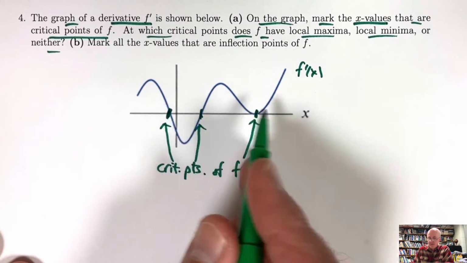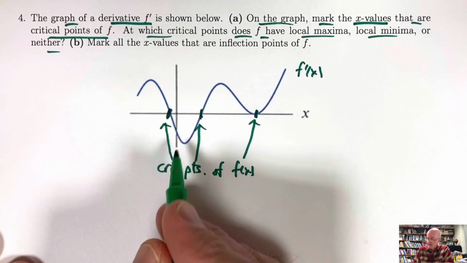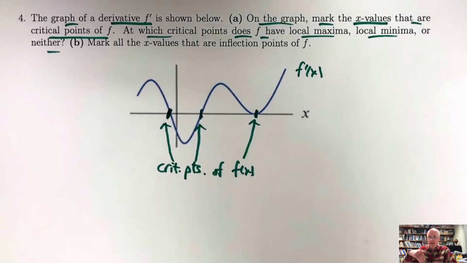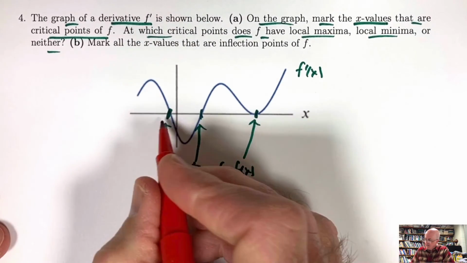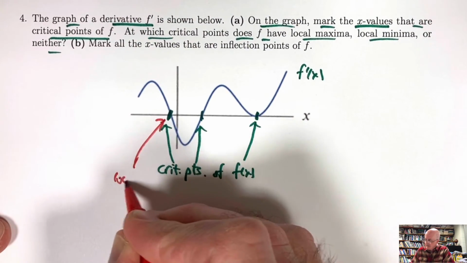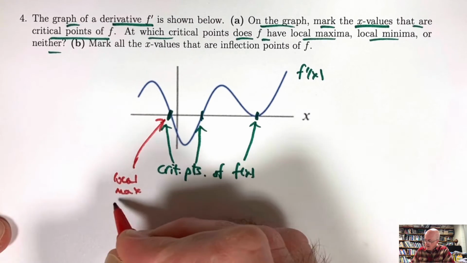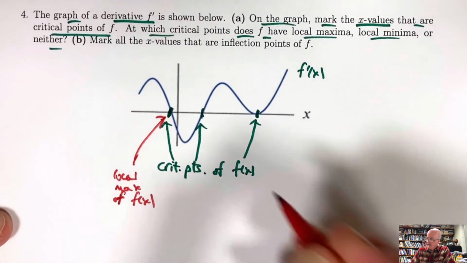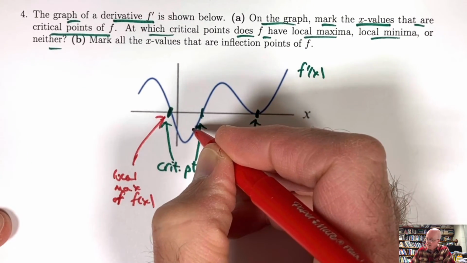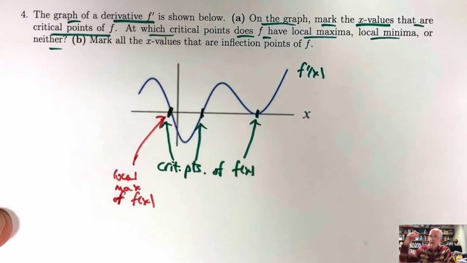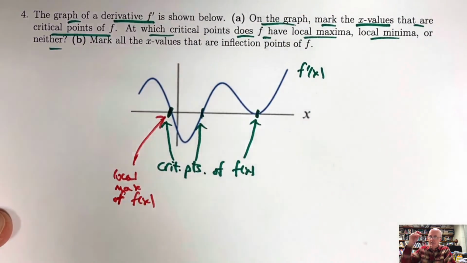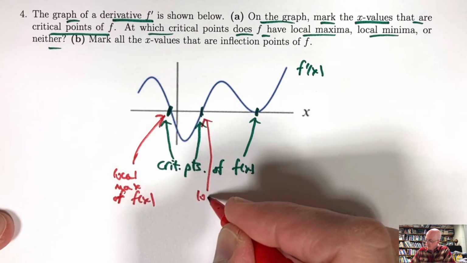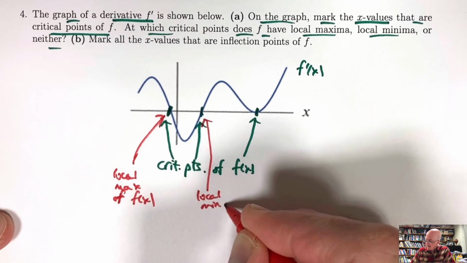F prime, this is the graph of f prime, changes sign from positive to negative at this critical point. So f itself changes from increasing to decreasing. That point's got to be a local max of f of x. Here, f prime changes sign from negative to positive. So the graph of f changes from decreasing to increasing. It's got to be a local minimum. That's a local min of f of x.